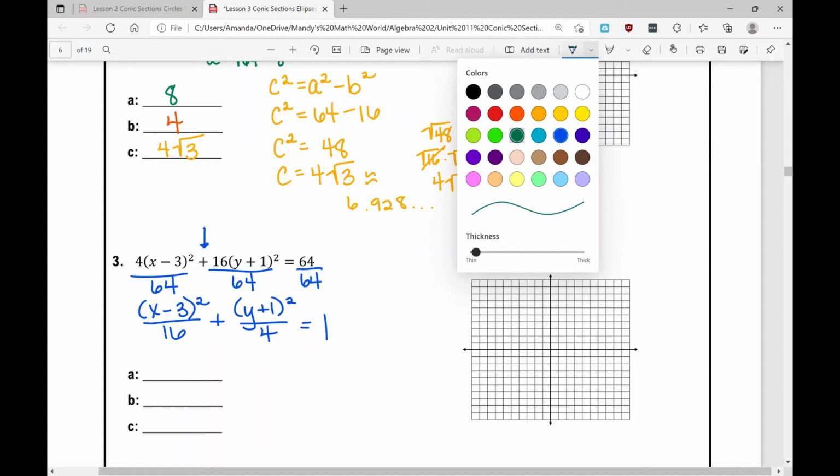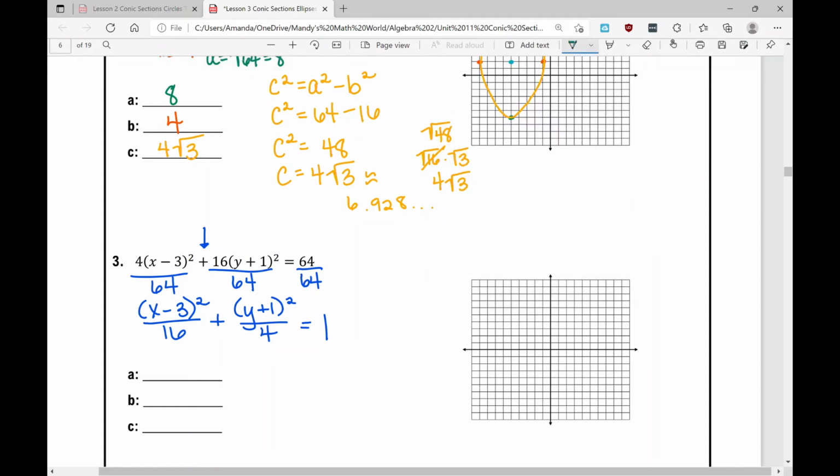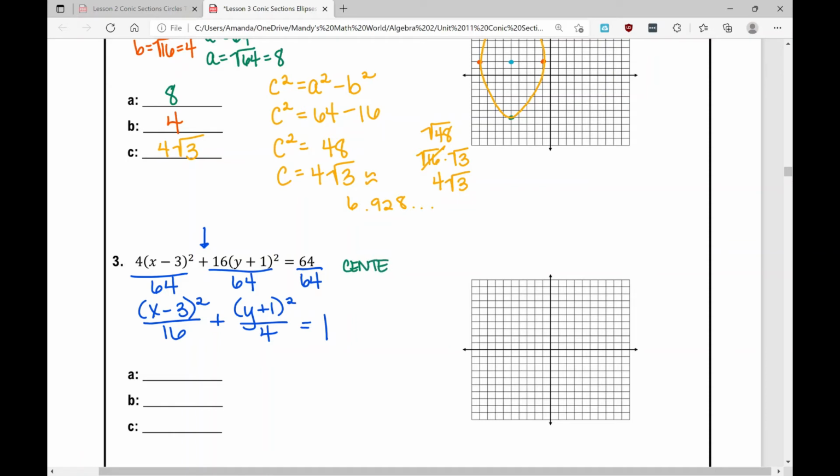So let's first now figure out what's the center. The center of this ellipse is (h, k), which is what? 3, negative 1. Positive 3, negative 1. So let's go ahead and graph that.